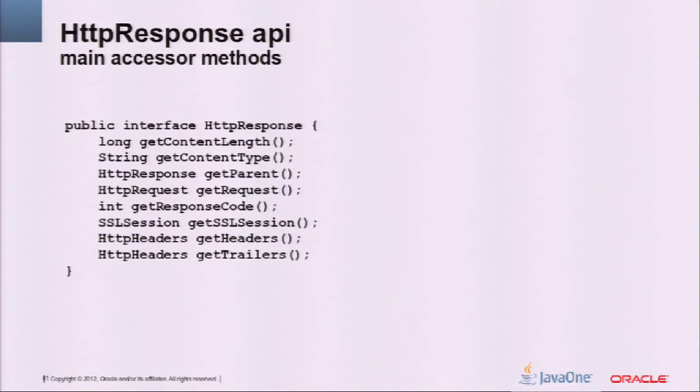So we'll just take a quick look at the HttpResponse API itself. It contains accessor methods for all of the things that you would expect to see in an HTTP response, like the content length, content type, response code, SSL information if it's an HTTPS connection, and then HTTP headers objects for both the headers and, if there are trailers on the HTTP response, the trailers. And it also contains a method which gives you a reference back to the request that initiated this response.